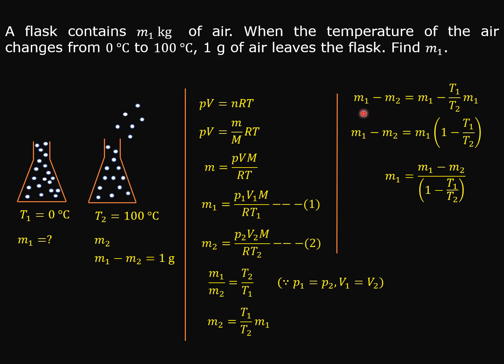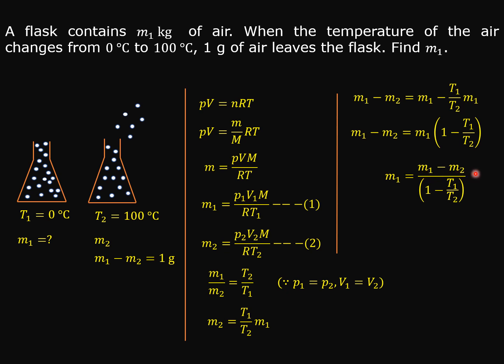So now we can write down M1 minus M2 equals M1 minus M2, where M2 is substituted by this expression, T1 over T2 times M1. Now on the right hand side, we factorize M1. We get M1 times 1 minus T1 over T2. But our aim is to find M1, so we change M1 as the subject and bring the whole thing in the bracket to the left.